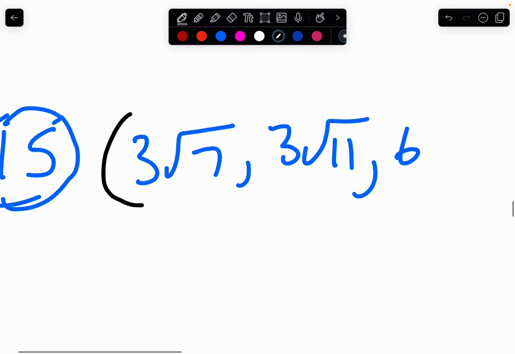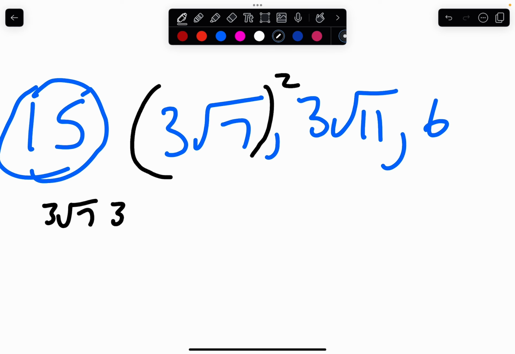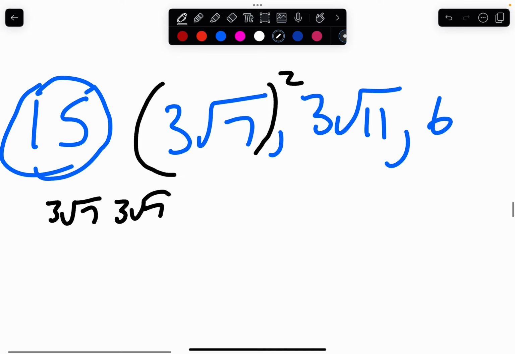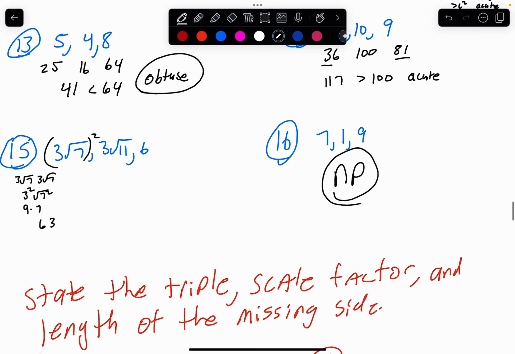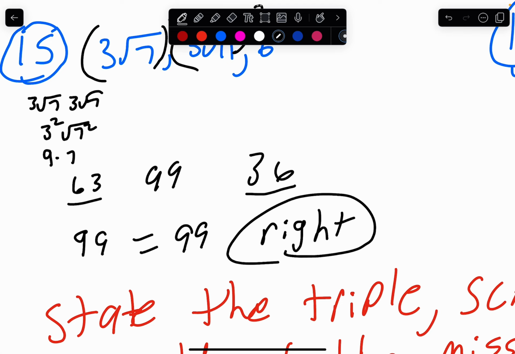And then square the numbers. Remember that this, I'm going to write it a few different ways just to remind you. This is like 3 root 7 times 3 root 7, which is like 3 squared times root 7 squared, which is like 9 times 7. It ends up being 63. So I think about it like this just right away. I square both numbers right away. So here, this would be 9 times 11, 99. And then square that, that would be 36. So we add the 2 smallest numbers, 63 and 36. That would be 99. And that's also 99. So those are equal. And that's going to be a right triangle.